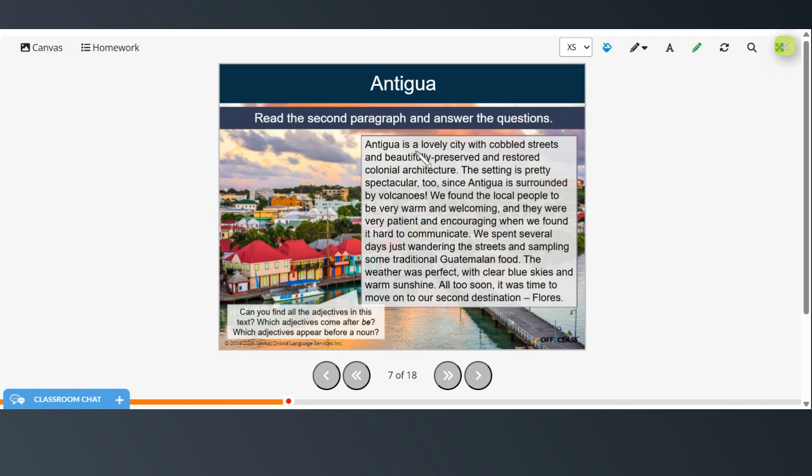Okay, so we have lovely, cobbled, preserved, restored, colonial, spectacular, warm, welcoming, patient, encouraging, traditional and Guatemalan, perfect, clear blue, warm.